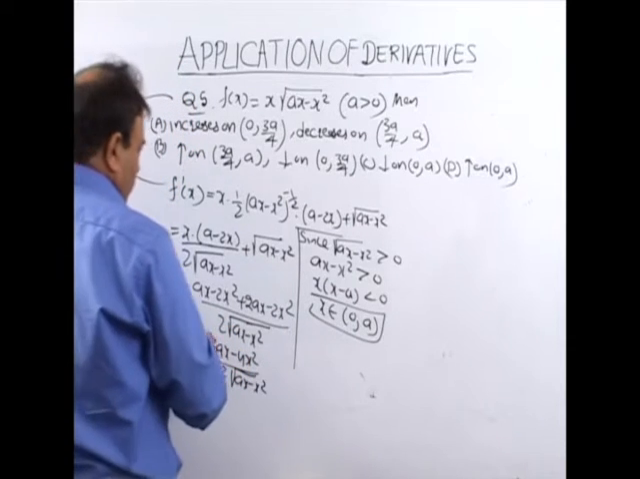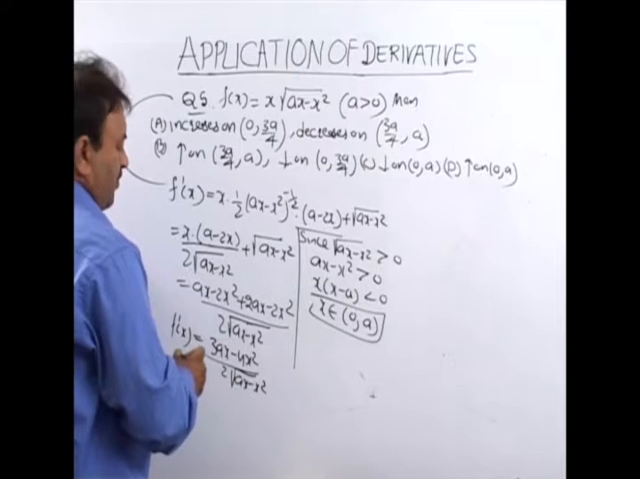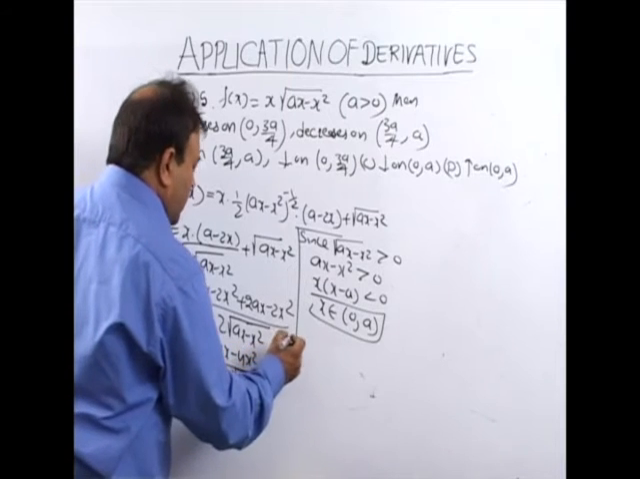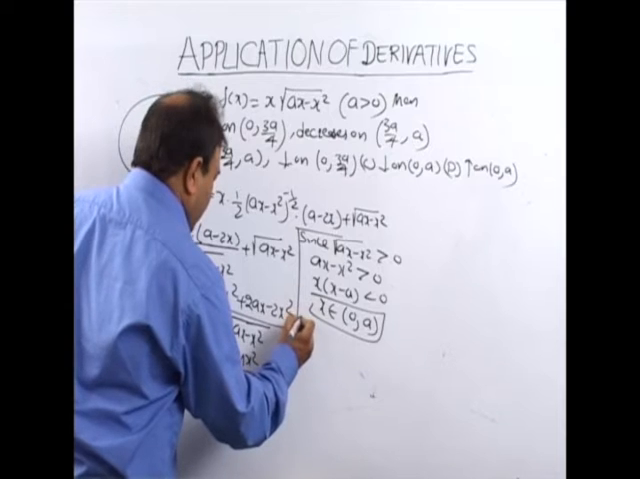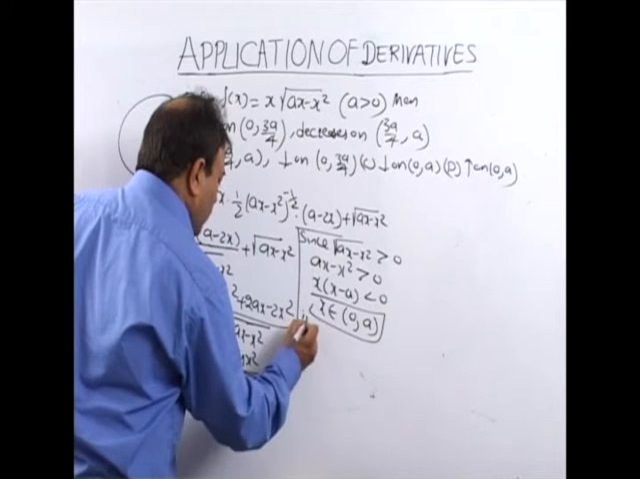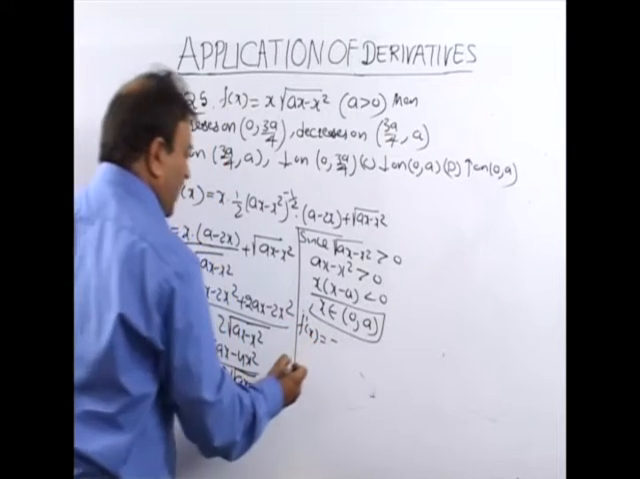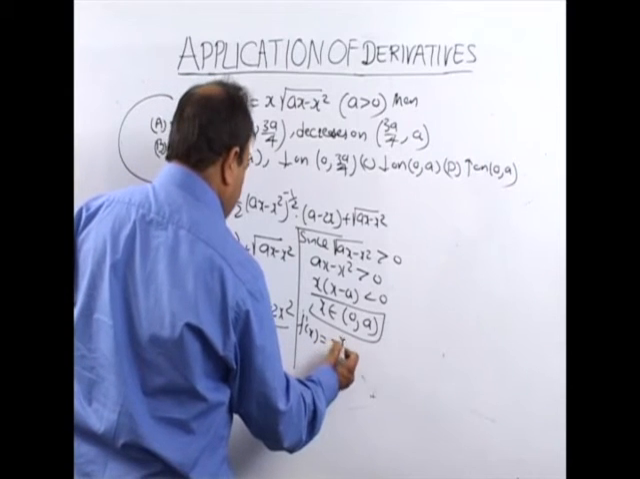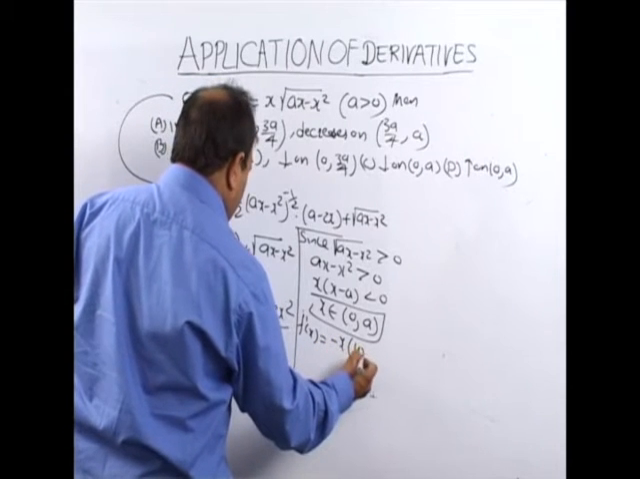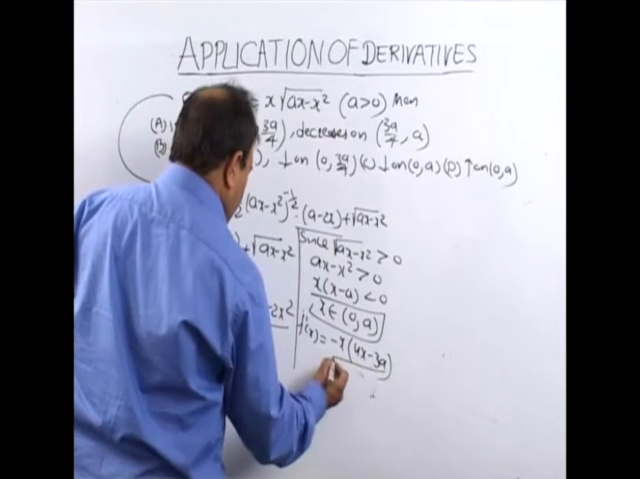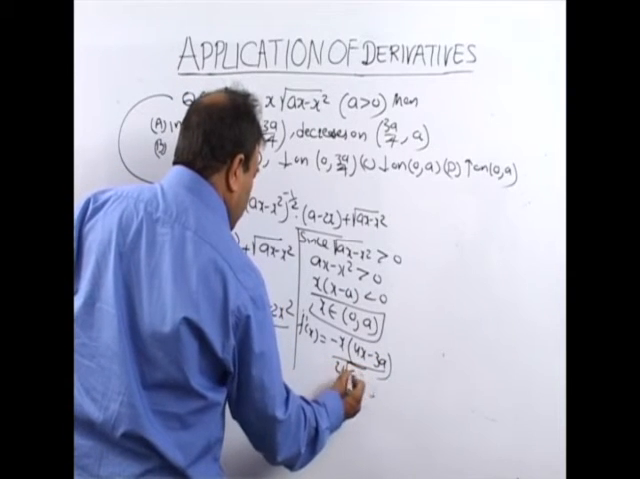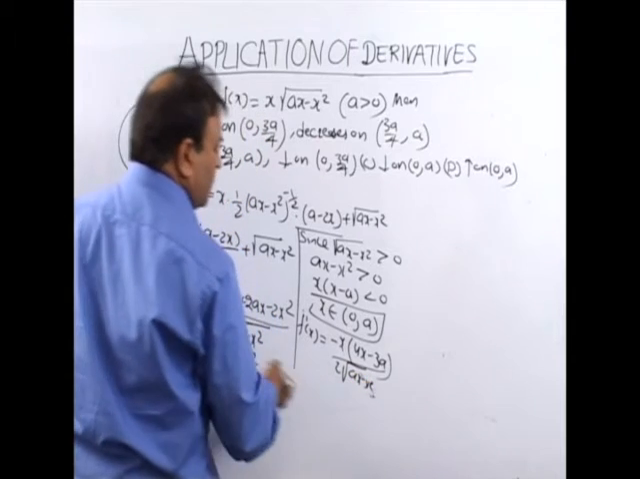Now f dash x क्या आएगा? न्यूमरेटर. पहले हम लेते हैं, f dash x is equal to, I can write down, minus x common. We are left with 4x minus 3a upon 2 times square root of ax minus x square.